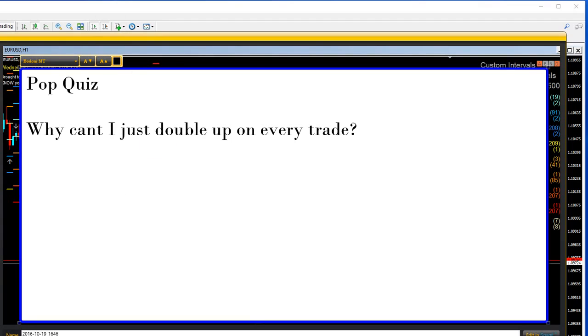Why can't I just double up on every trade? Well, you can, but 50 turns into 100, then 200, then 400, then 800. How large is your account? Because we're not looking at this as our risk. We're not saying 1,600 is our total risk. It's the risk of everything here: 1,600 plus 800 plus 400 plus 200 plus 100 plus 50. Add all those up. That's your risk. That's why you don't double up.